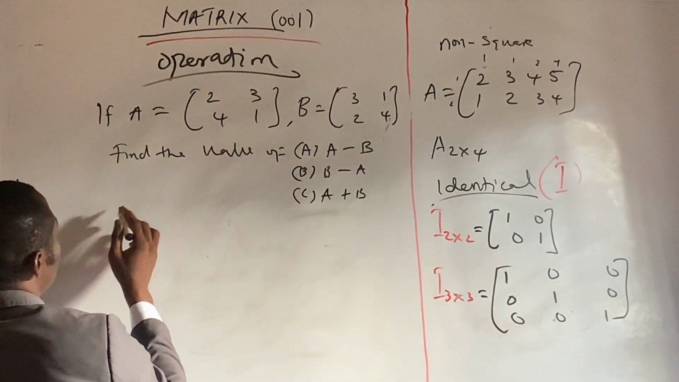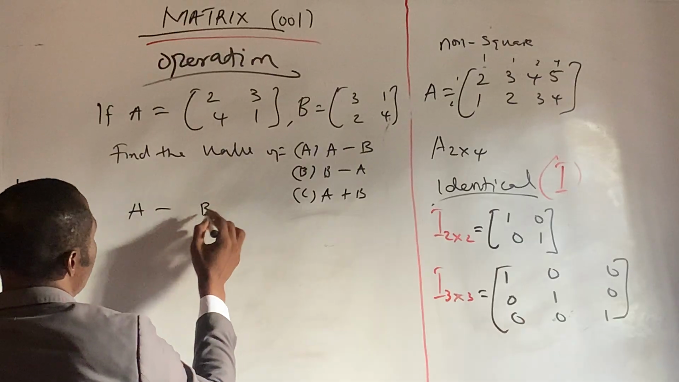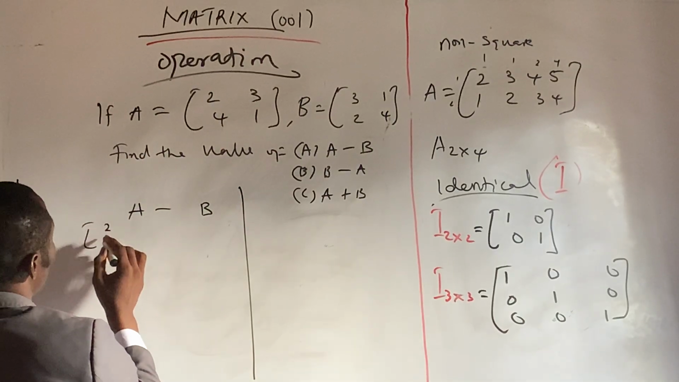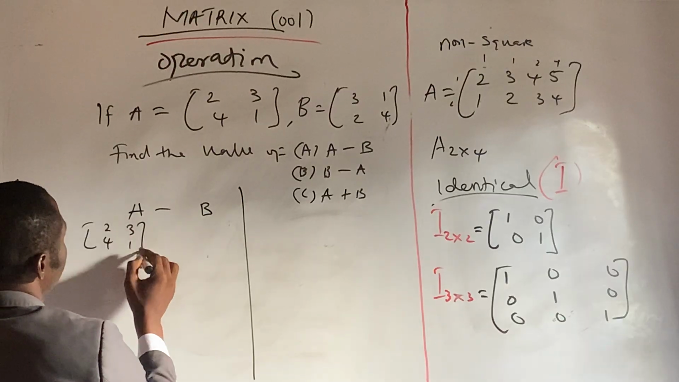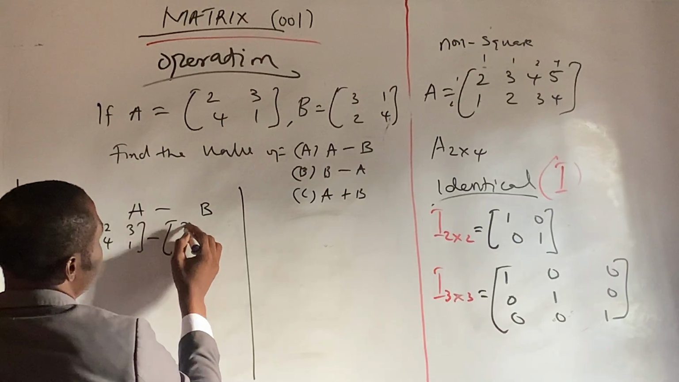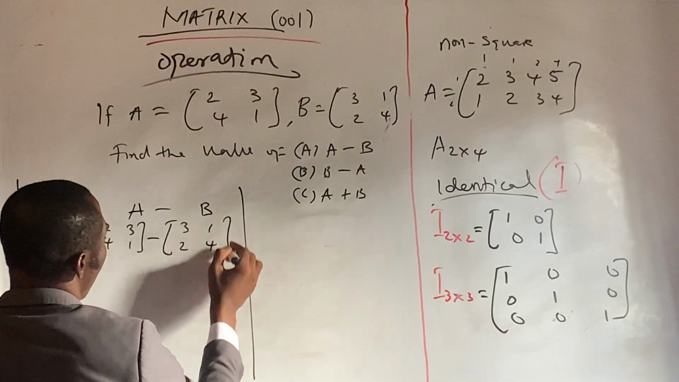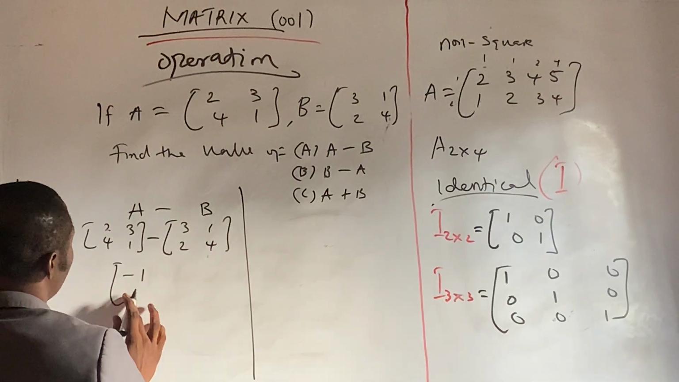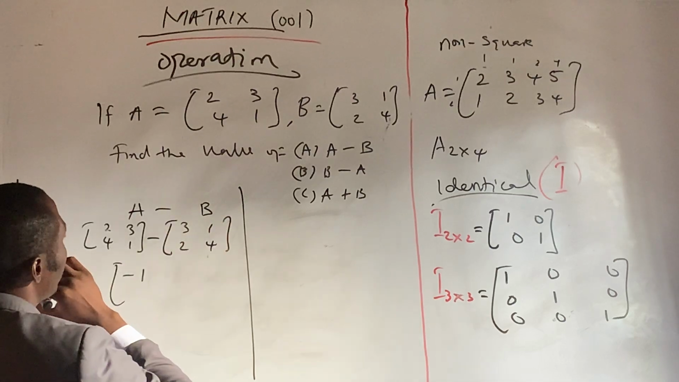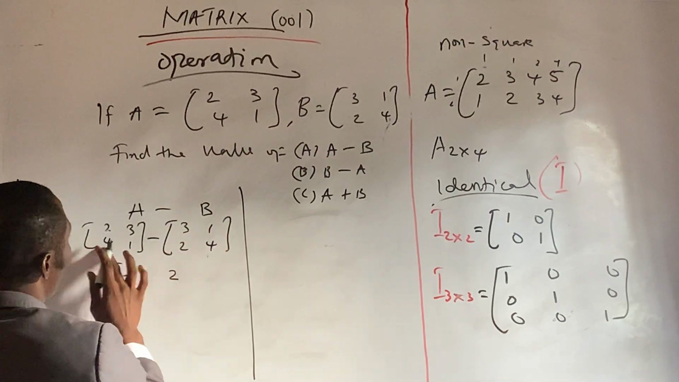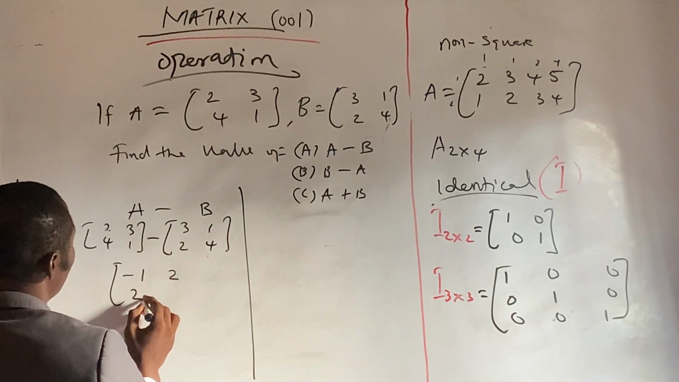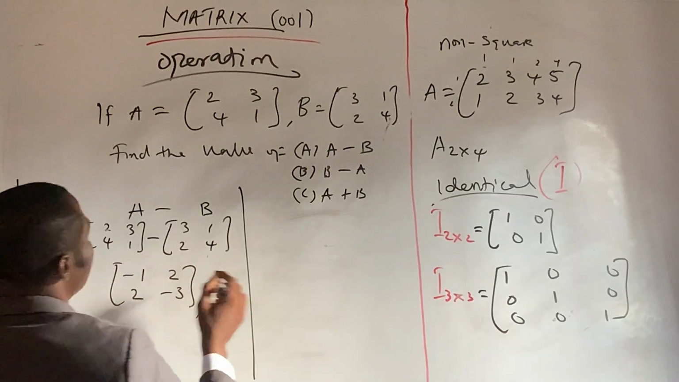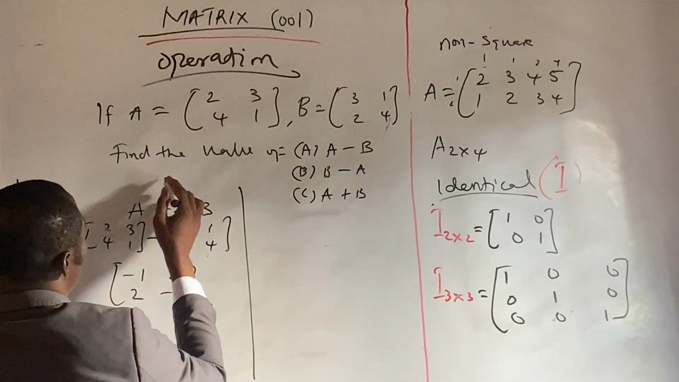The first one says A minus B. All right, what's A minus B? A is matrix 2, 4, 3, 1, minus B, matrix 3, 2, 1, 4. 2 minus 3, that will give me minus 1. 3 minus 1, that will give me 2. 4 minus 2, that will give me 2. 1 minus 4, that will give me minus 3. So this is the answer for part A.